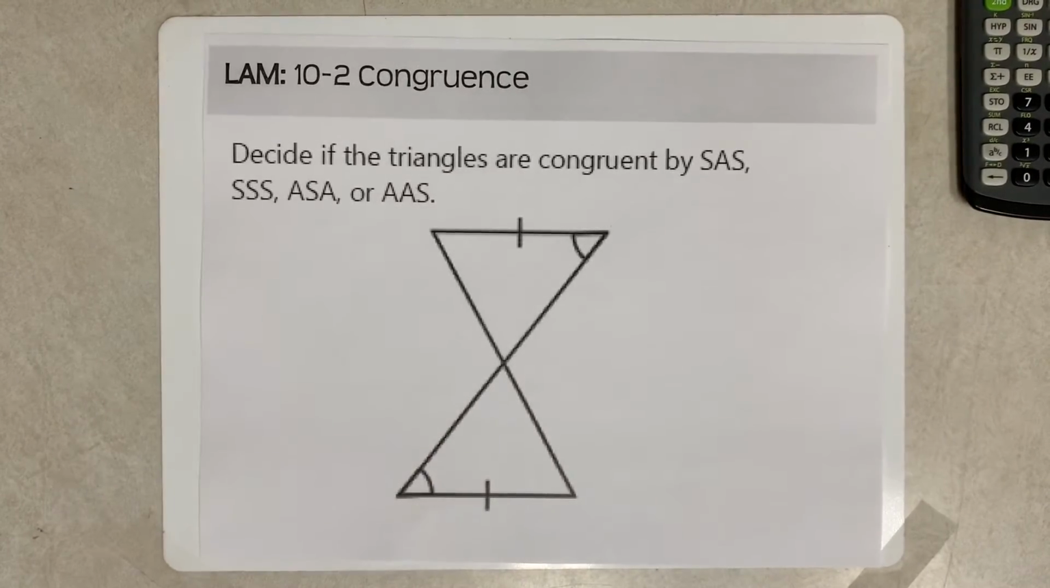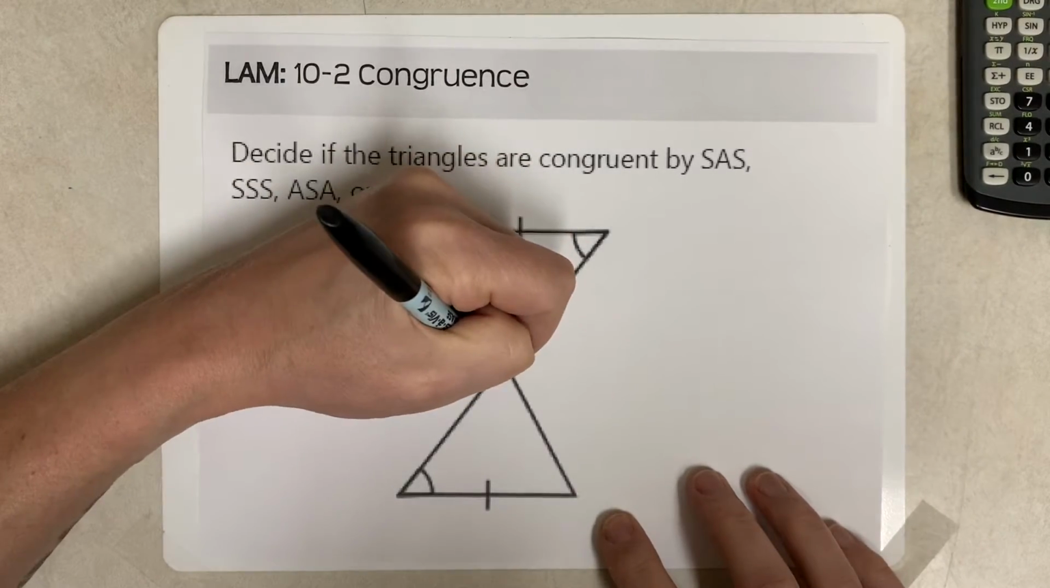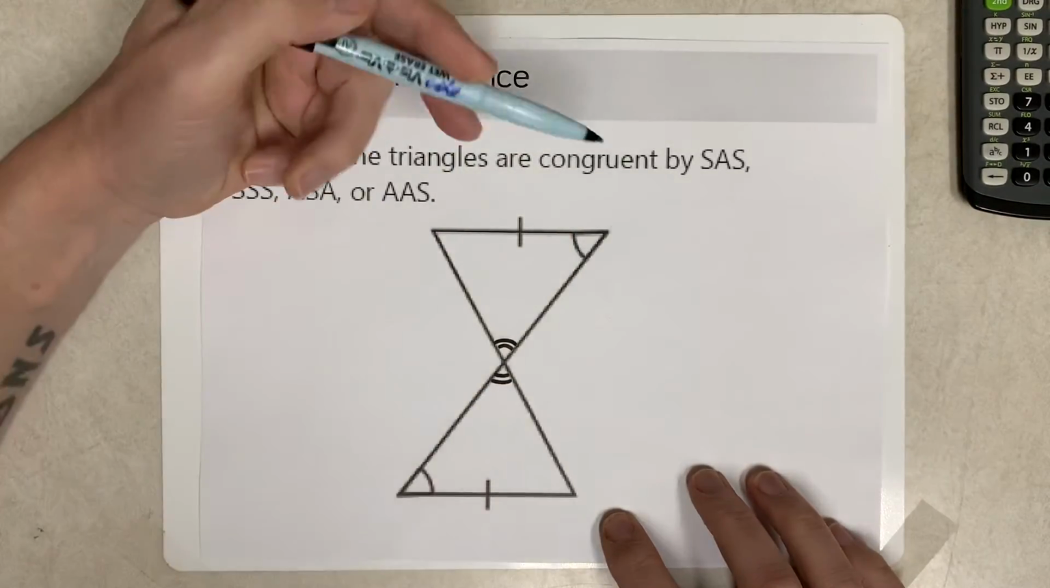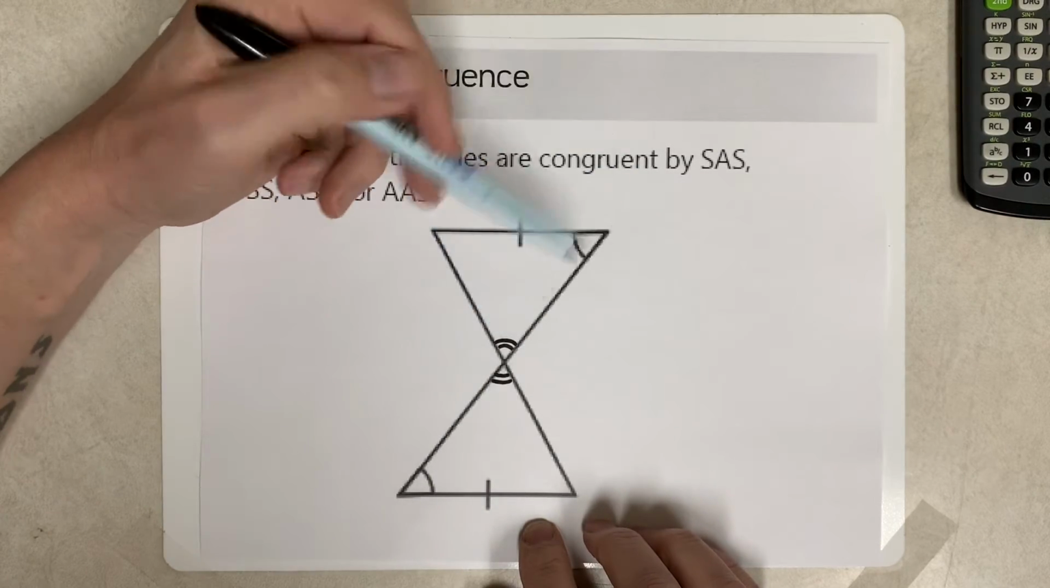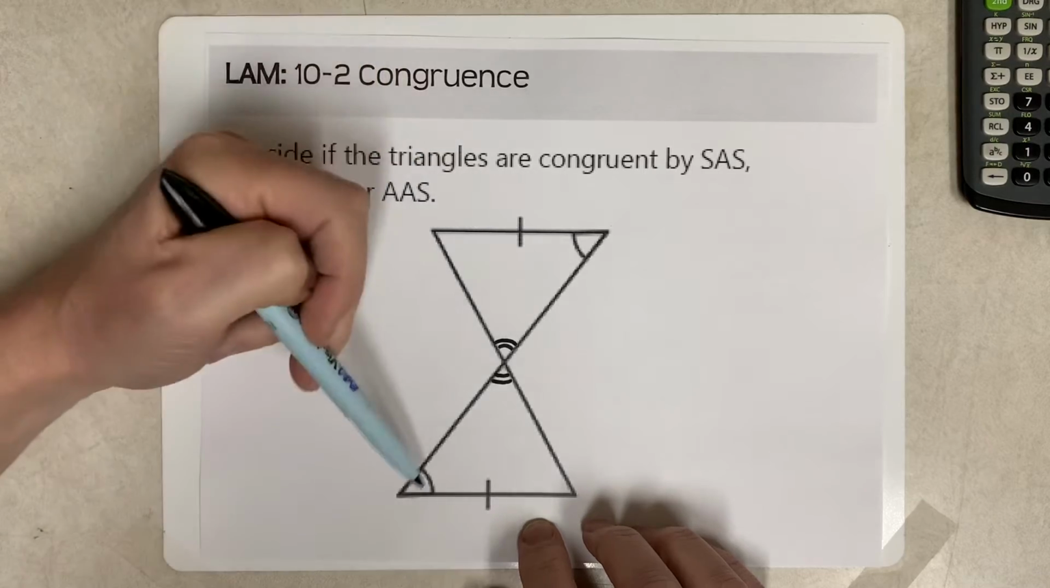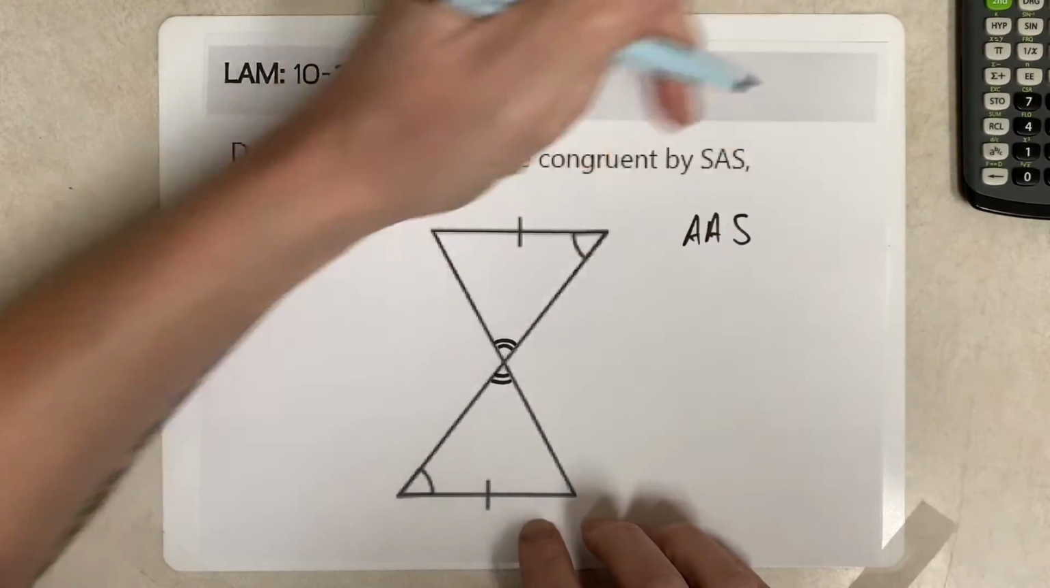Okay, let's see this one. For this one, we can say that these two angles are congruent because they are a vertical pair. So we have these two sides, we have these two angles. So it looks like it is going to be angle, angle, side, angle, angle, side. So AAS.